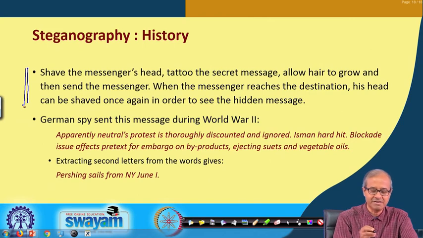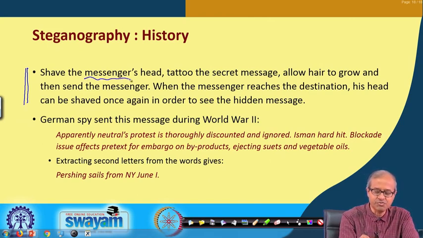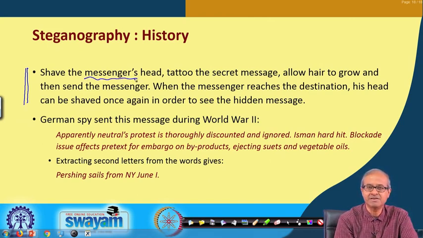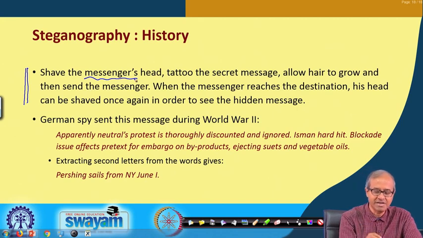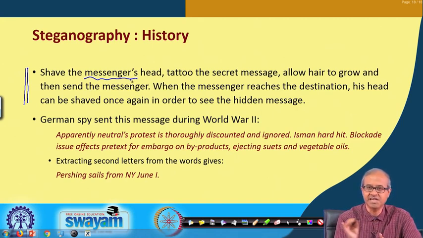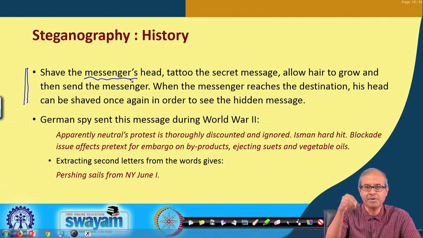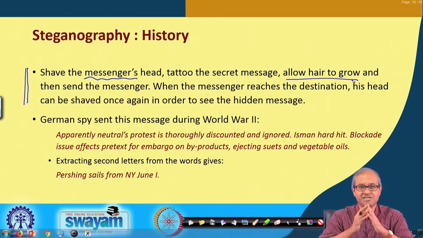So, what was done? A messenger was carrying the message, but he was not carrying it on a piece of paper. So, if the messenger gets captured, then the paper will also be seen. So, what was done? The head of the messenger was shaved and some tattoo or some information with permanent ink was marked on the head. Then some days were given so that the hair can again grow, and then the messenger was sent.